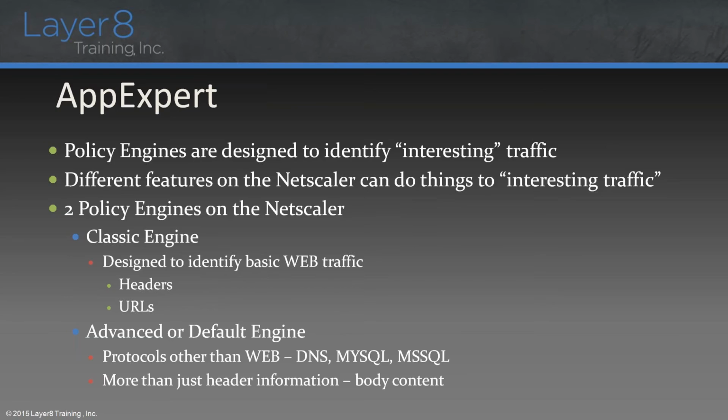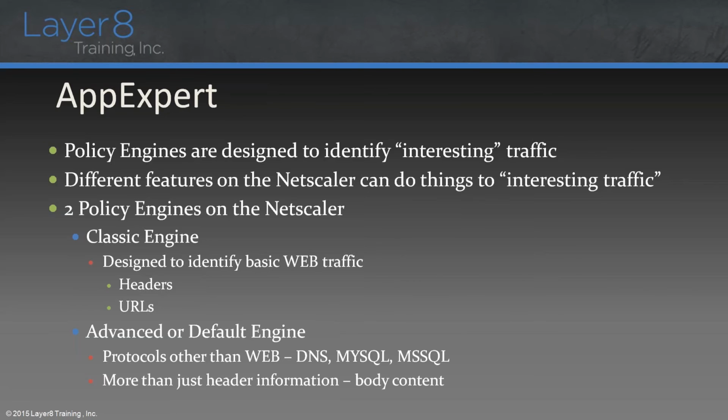Okay? Unfortunately, this policy engine is designed for web traffic. So it's designed to look at web traffic as pretty much the only protocol. And it's designed to look at basic information. So it can look at the URL, it can look at headers, and that's about it. Okay? So over time, as they wanted to make the NetScaler more powerful, they obviously needed to overcome those two limitations. So they came out with what's called the Advanced Policy Engine. And the Advanced Policy Engine basically addresses those two issues. One, we need to be able to look at more than just web traffic.